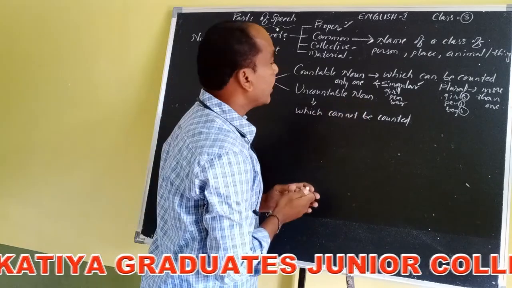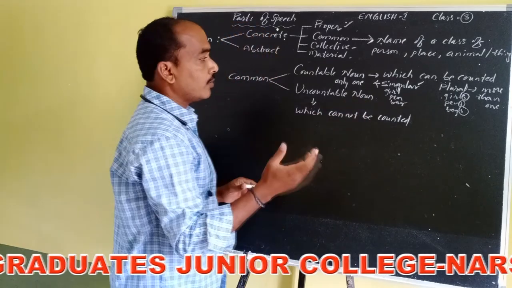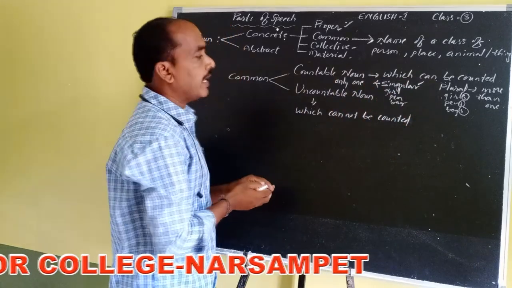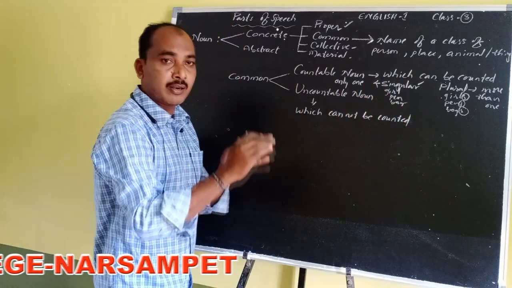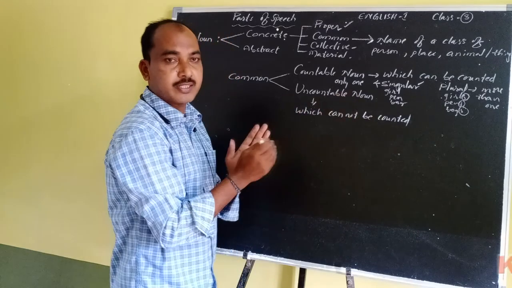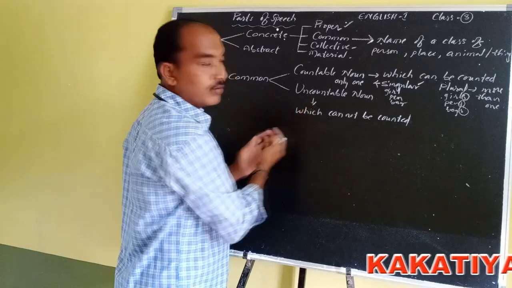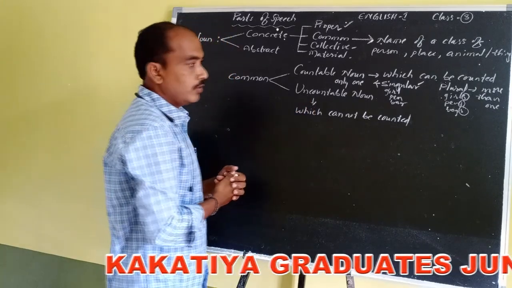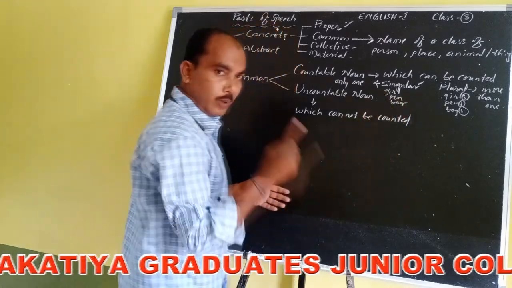But not uncountable nouns. Uncountable nouns don't have any singular and plural forms. They have only the form of singular but not plural. It is not possible to write by adding S to it. Means they are uncountable. What is uncountable? Which cannot be counted. You know, pen, one.